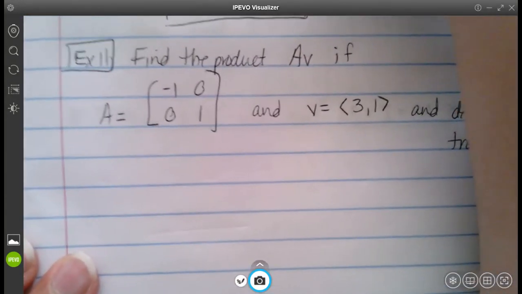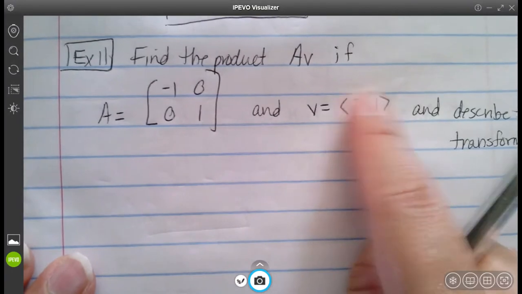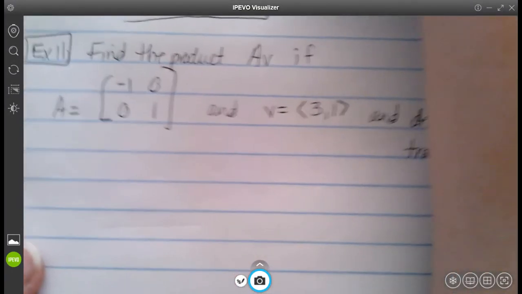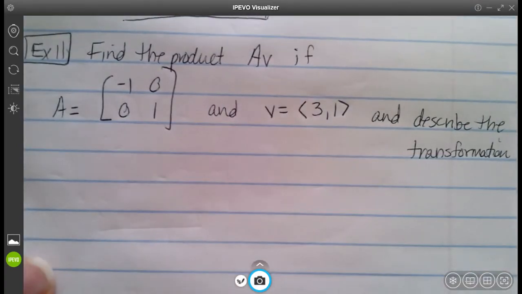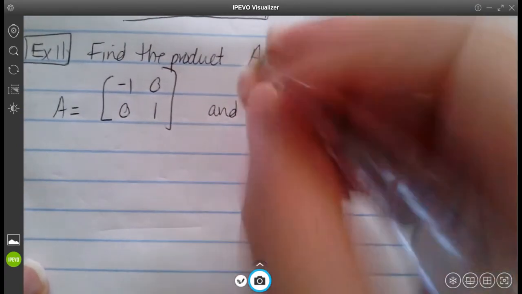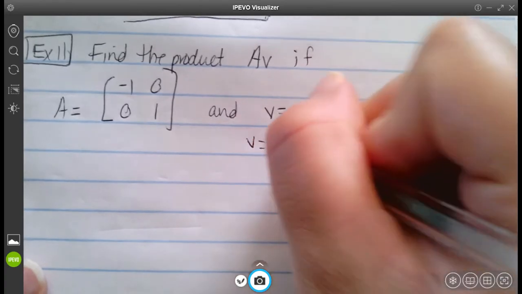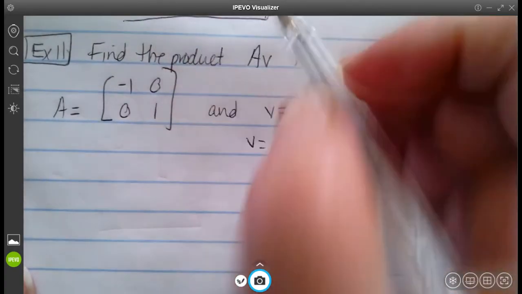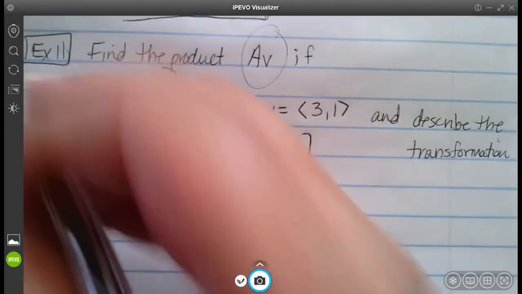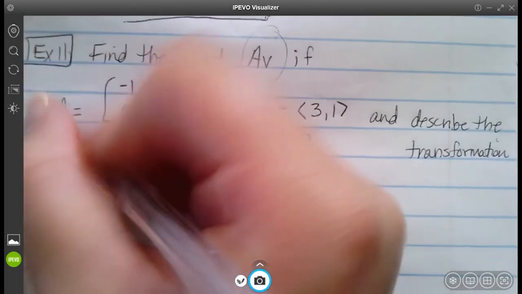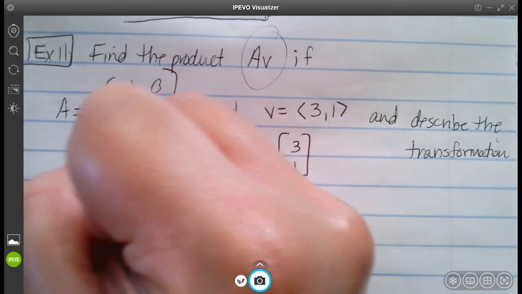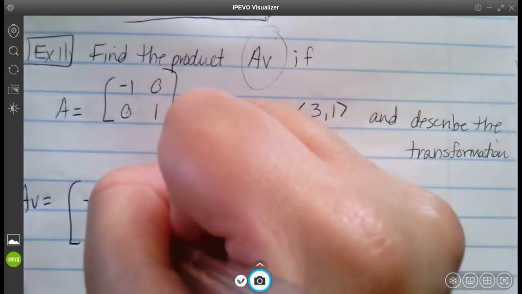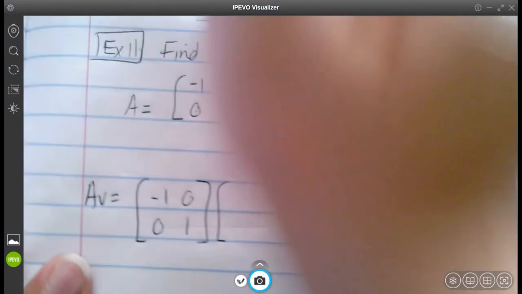Example 11, it says find the product AV if A is this guy and V is 3, 1, and describe the transformations. So we're going to go ahead and rewrite this one as a matrix. So 3, 1, okay? And we're just going to multiply because that's what it's asking us to do here. So AV will be negative 1, 0, 0, 1 times this guy, so times 3, 1.